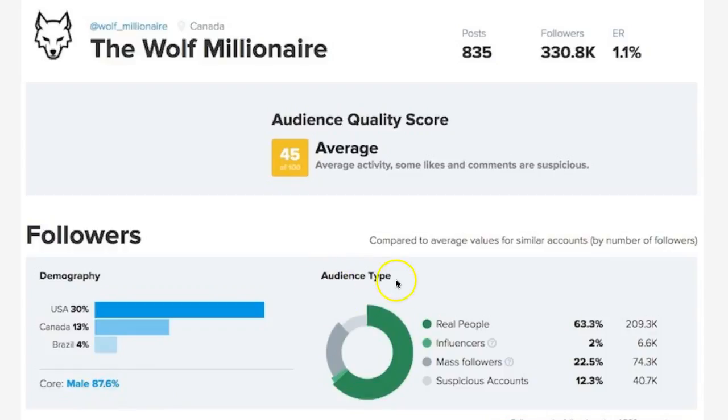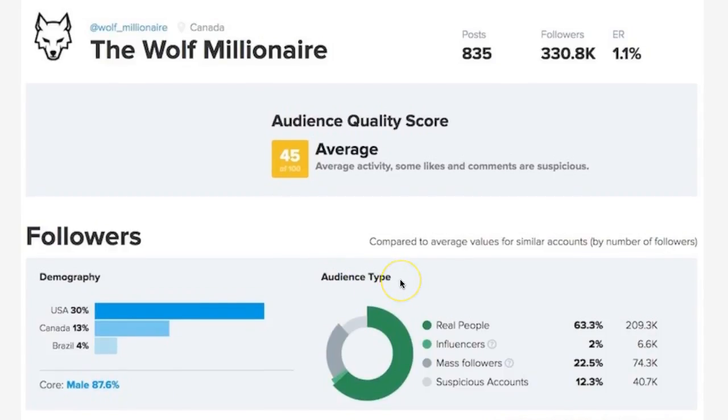And then over here, the audience type. This is where they break down and do a bunch of back-end analytical work where they look at how many real people I have, 63%, influencers, 2%, mass followers, 22%, suspicious accounts, 12%. And so all these are based on a loose algorithm that they have. But looking over the 50 accounts that I have, they're fairly correct.